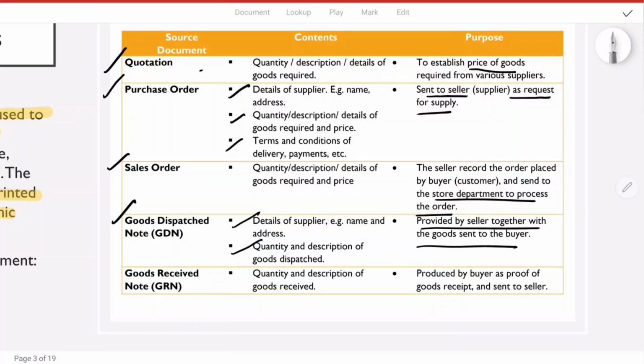Then the business who receives the goods is going to come up with the goods received note, produced by the buyer as proof of goods received and sent to the seller, to confirm the items received, the quantity, and the description of the goods received, whether they are receiving the correct goods or not, and whether the items were received safely or not.